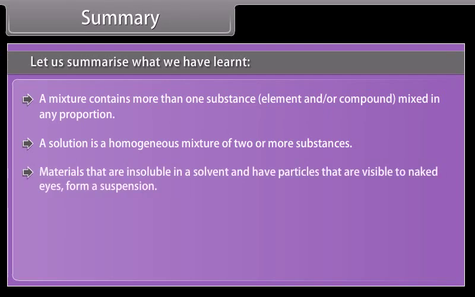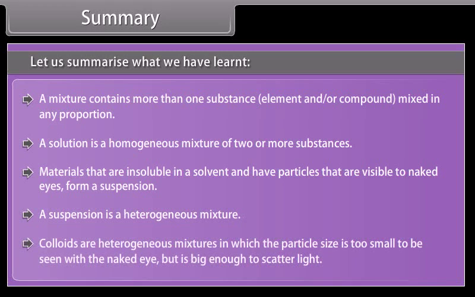Materials that are insoluble in a solvent and have particles that are visible to naked eyes form a suspension. A suspension is a heterogeneous mixture. Colloids are heterogeneous mixtures in which the particle size is too small to be seen with the naked eye but is big enough to scatter light.